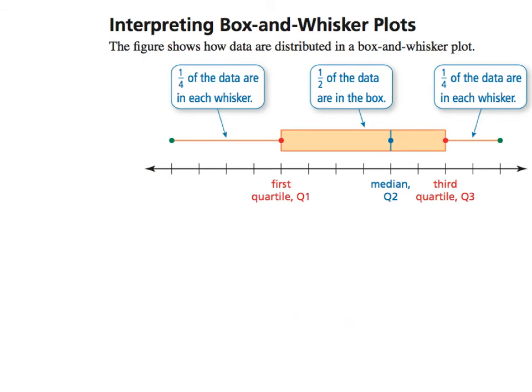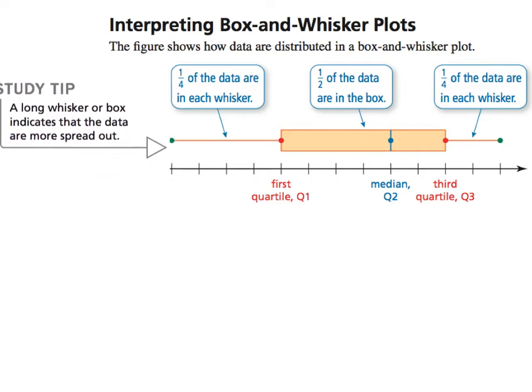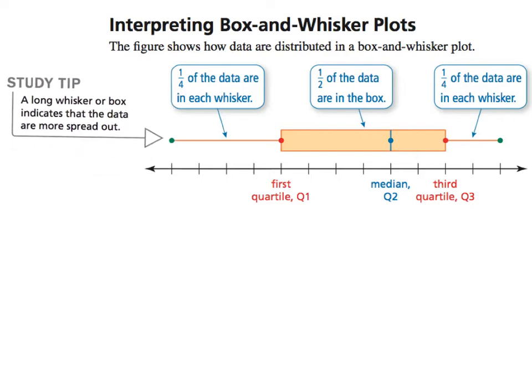The next thing we're going to talk about is how do you interpret this data? What does it mean? Well, here's what we look at. Here's our data. Half of all the data are in the box. A fourth of the data are in each whisker. That's it. A fourth of the data is below, a fourth of the data is higher, and the other half is in the box. This is a study tip: a long whisker or box indicates the data is more spread out. As you can see, it's more spread out on the left than it is on the right. So the longer whisker or box means the data is more spread out.